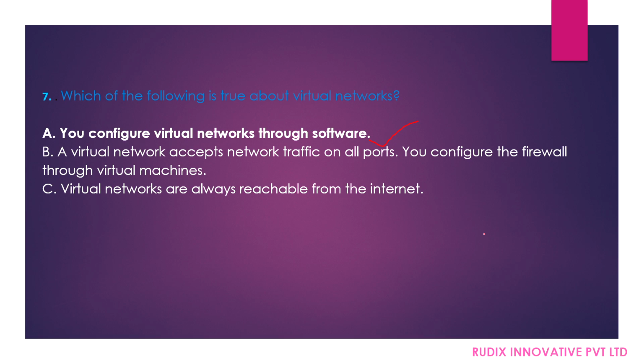Option C is also incorrect. Why? Because virtual networks are not always reachable from the internet by default. By default, virtual networks in Azure are isolated from the internet, and you must explicitly configure connectivity options such as Azure VPN Gateway, Azure ExpressRoute, or Azure Load Balancer to enable communication between the virtual network and the internet.